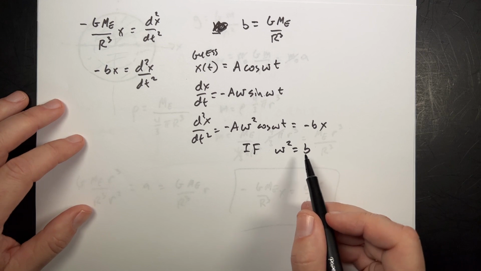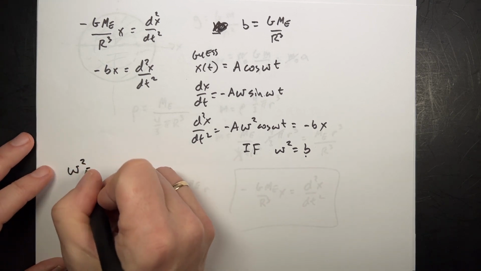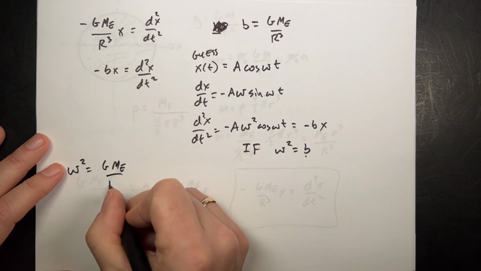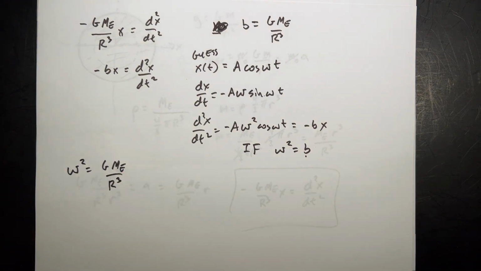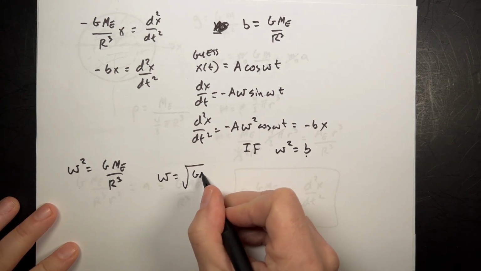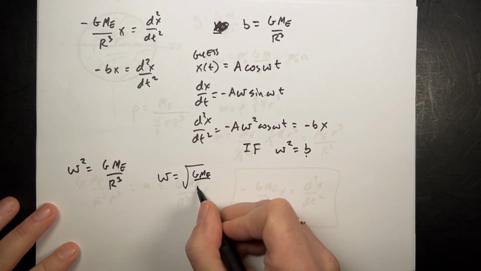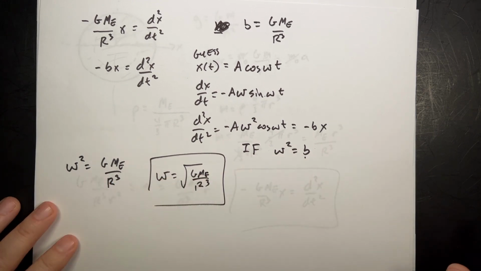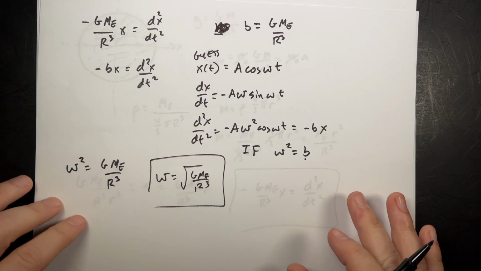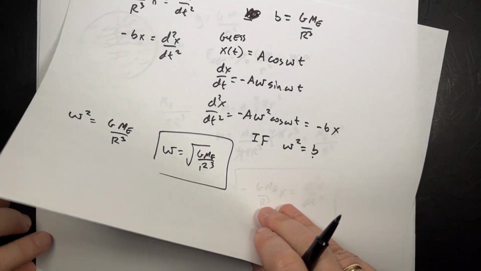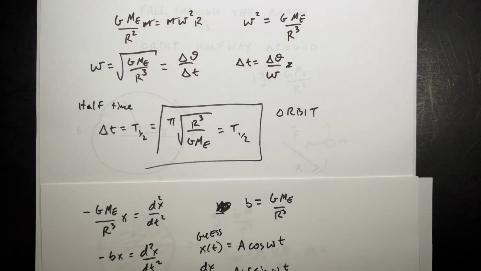So if I go back over here and I say omega squared is equal to b, which is G mass of the earth over R cubed, and then I take the square root, I get omega is the square root of G mass of the earth over R cubed. And that's to oscillate back and forth between the sides of the earth. And oh my goodness, look at this. Let's go back a couple pages. This is amazing.